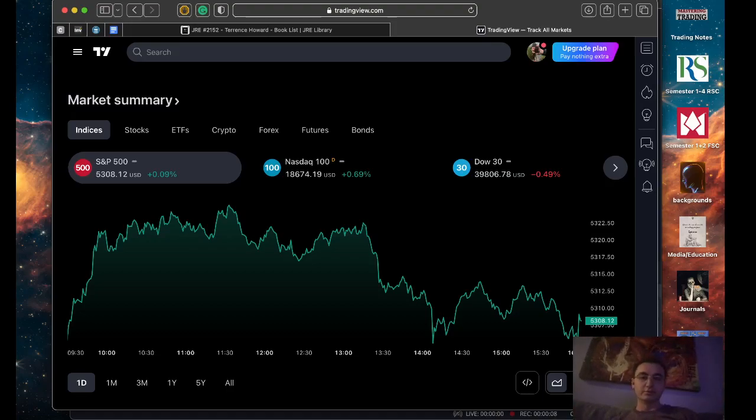I probably will be calling this support and resistance, and just finding levels, really. That's going to be what we're going over today.